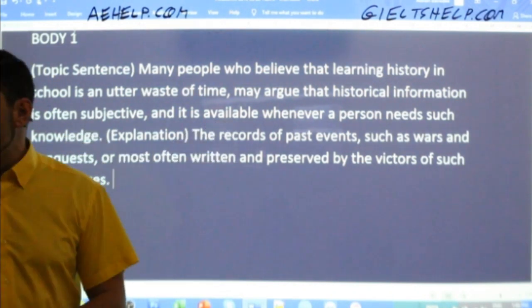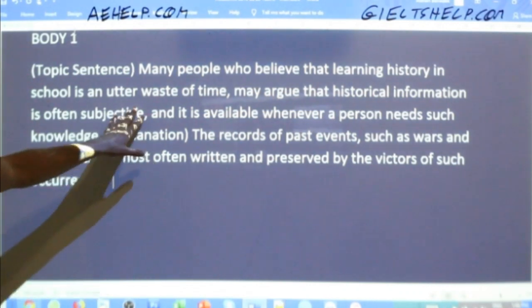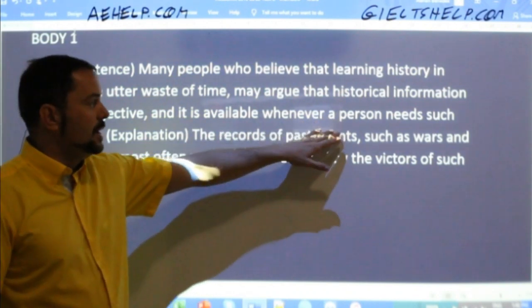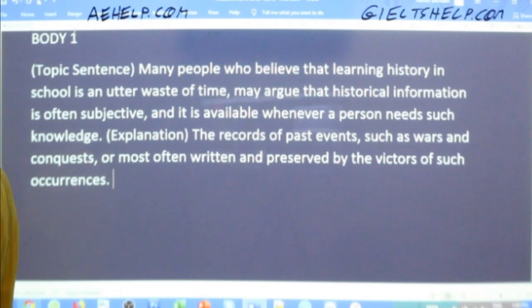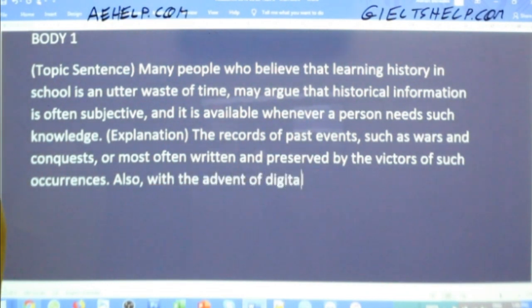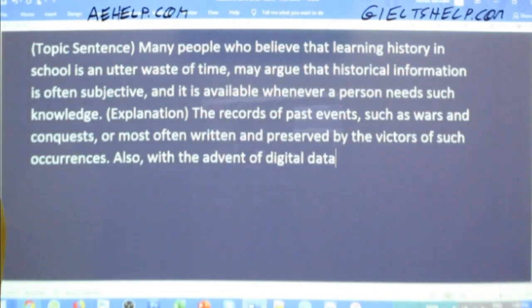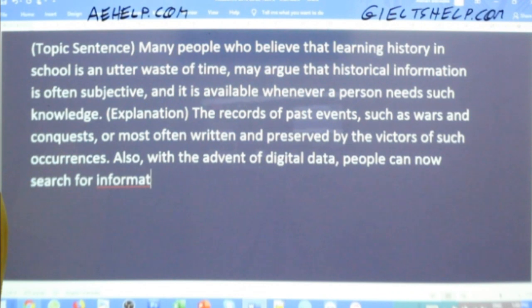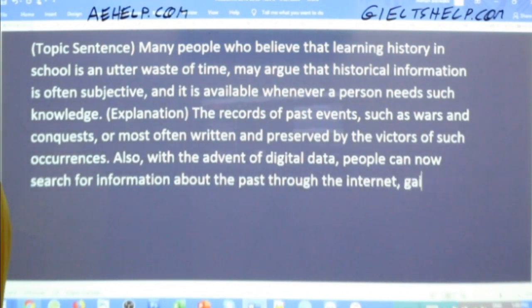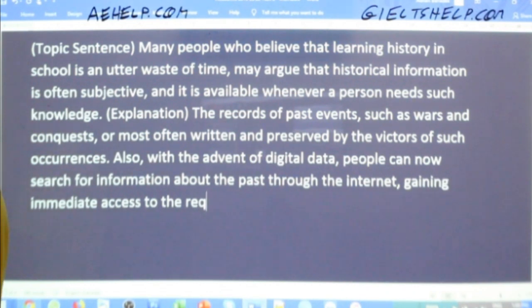Okay? Now, I have to make sure to explain all of my points that I reveal. And here I'm revealing that it's also available whenever a person needs such knowledge. So I'm going to add a little bit more here. Also, with the advent of digital data, people can now search for information about the past through the internet, gaining immediate access to the required knowledge.